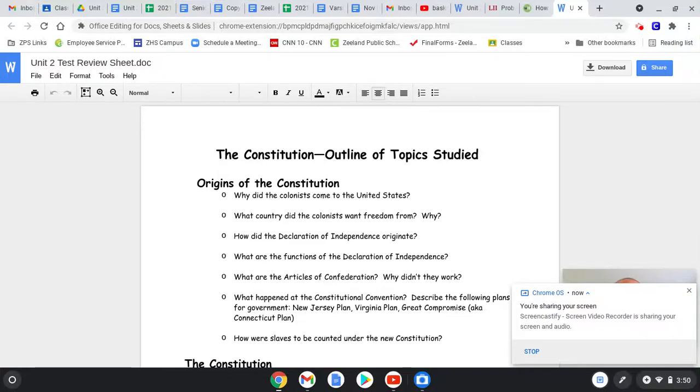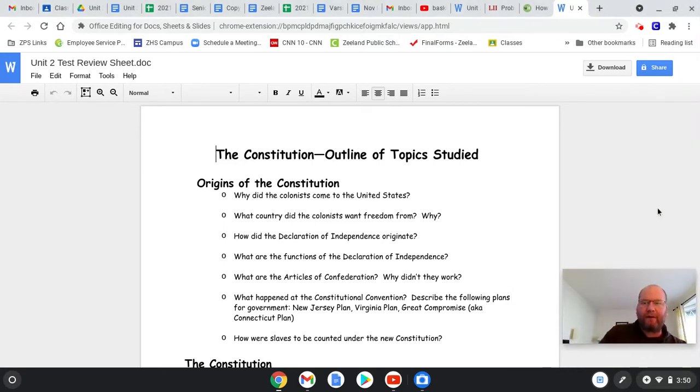Hey, Civics scholars, we are going to go through the Constitution outline of some of the topics as we prepare for the test. So, bear with me as we get going here.